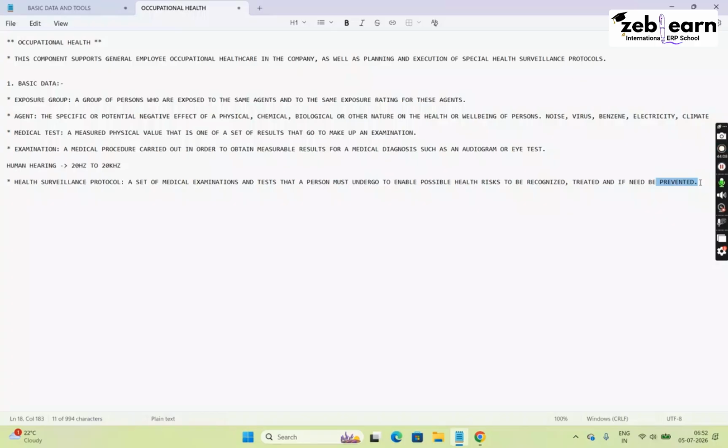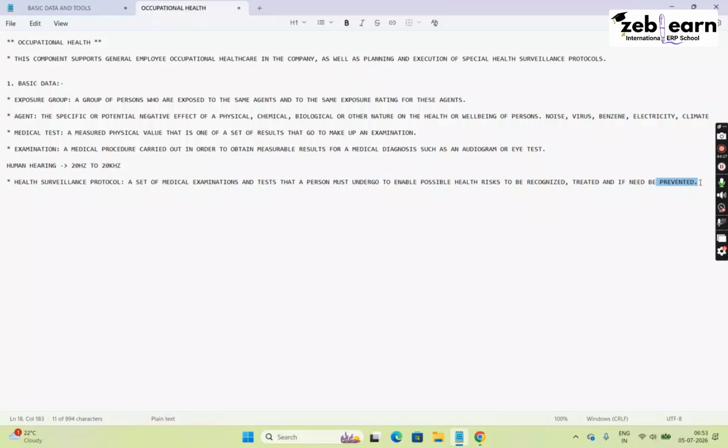So therefore, it is always better, not only for employees, I am saying for everybody, we have to go for regular medical checkup at least once in a year. So that we come to know what is the condition of our health. Where do we stand? Maybe your companies will not send you every year.